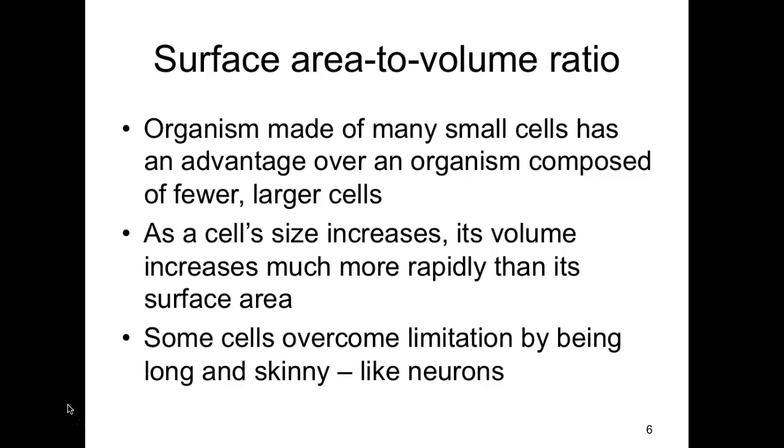So the surface area to volume ratio: an organism made of many small cells has an advantage over an organism composed of fewer larger cells. Basically, as cells increase in size, their volume increases much more rapidly than their surface area. So the space within the cell is going to increase more rapidly than the actual surface area, and the surface area would represent the amount of space that you have for things to cross in and out of the cell. Some cells overcome these limitations by being long and skinny, like neurons, because some of the longest cells in the human body are neurons of the nervous system.